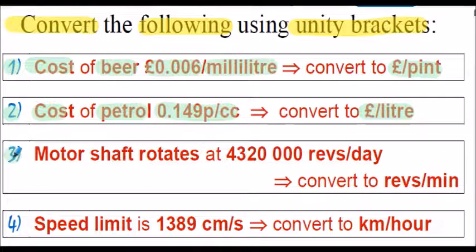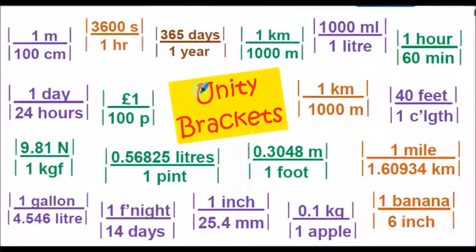Third was the motor shaft speed. It rotated at 4,320,000 revs per day. We will convert that to revs per minute. And finally, the speed limit was stated as 1,389 centimetres per second. We'll convert that into kilometres an hour. So here are a list of unity brackets, some of which you might want to use within the conversions. I'd encourage you to stop the presentation and attempt these conversions, but I'll show the worked solutions on the following slides.